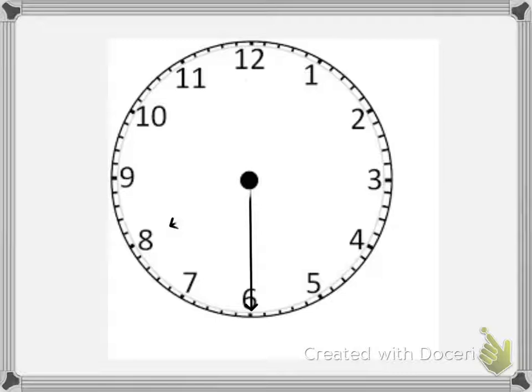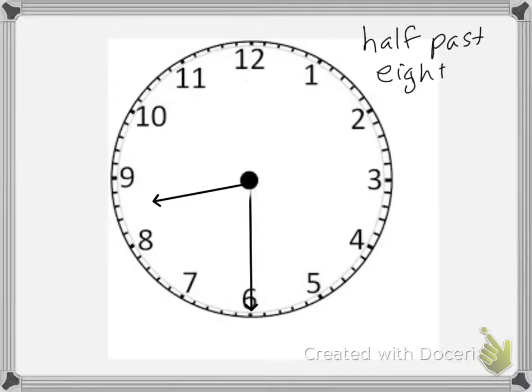Okay, as the minute hand moves, the hour hand moves as well. It goes from the 8 and then it moves towards the 9. So when it's halfway, my hour hand is halfway between the 8 and the 9. So this clock shows half past 8, or we would say that it is 8:30. Okay, so when it's half past the hour, we have the hour, and then the minutes is 30 minutes.